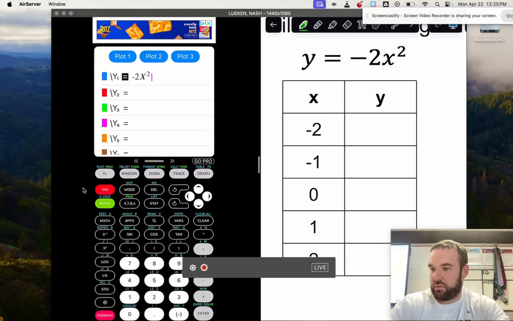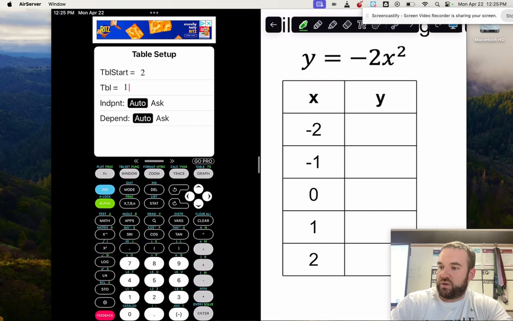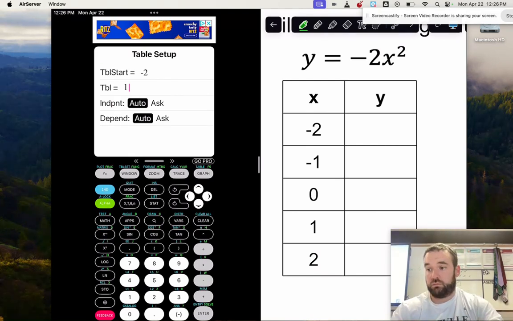I need to actually do it on the iPad. Second window. I'm going to start my table at negative 2, so I'm going to clear that out and start at negative 2. And then this second line has to be going by ones. Again, you have to do this one time. So hit second window to get to this table setup screen. You're going to start at negative 2 and go up by ones. That's the only time I have to do it.